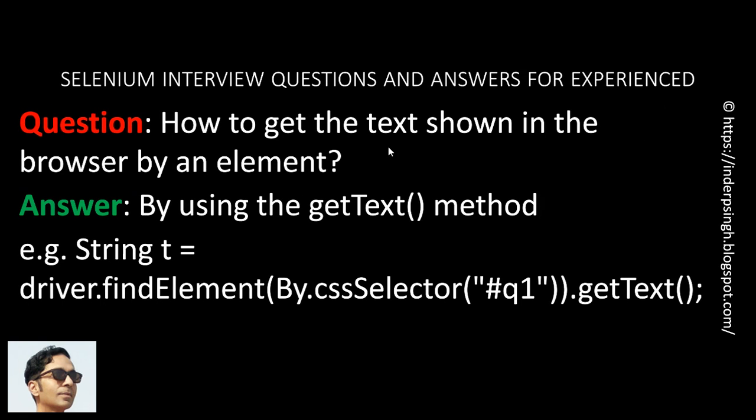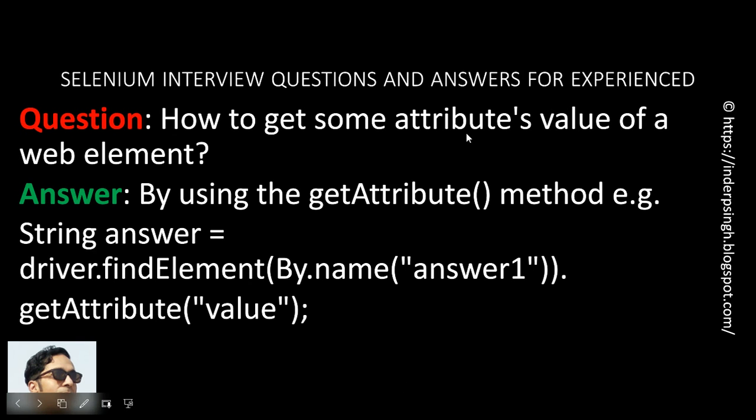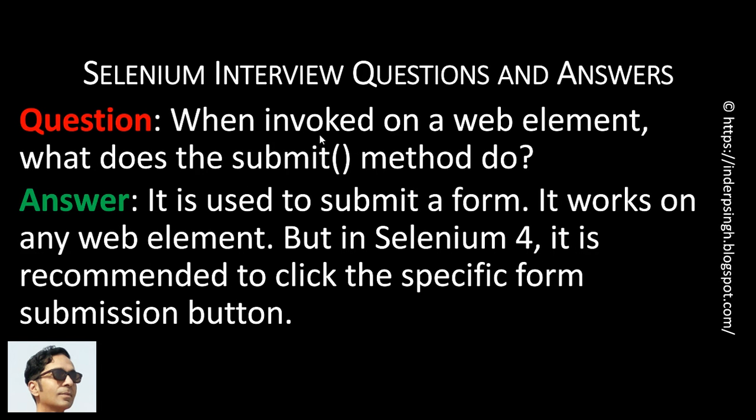How to get the text shown in the browser by an element? By using the getText method. For example, string t is equal to driver.findElement, and find it by using the CSS selector. After finding the element, call dot getText on it to get the text. How to get some attribute's value of a web element? By using the getAttribute method. For example, string answer is equal to driver.findElement, and find that element and getAttribute, and then we have to give that value. When invoked on a web element, what does a submit method do?